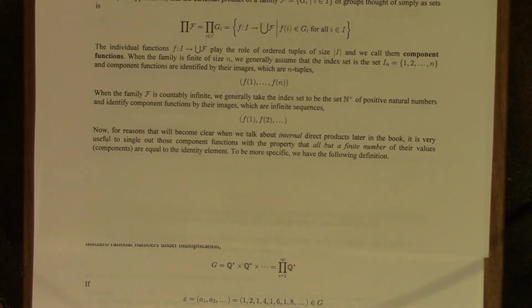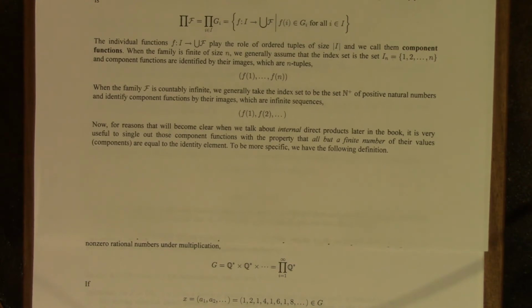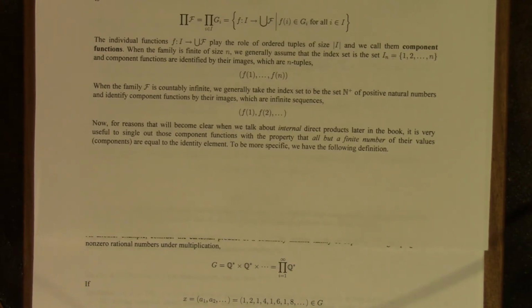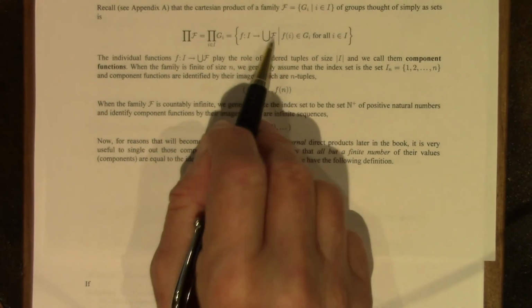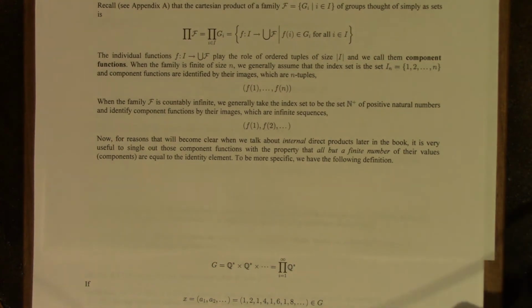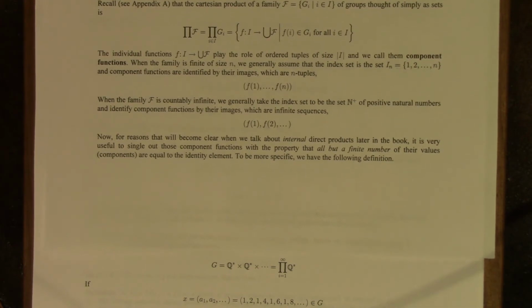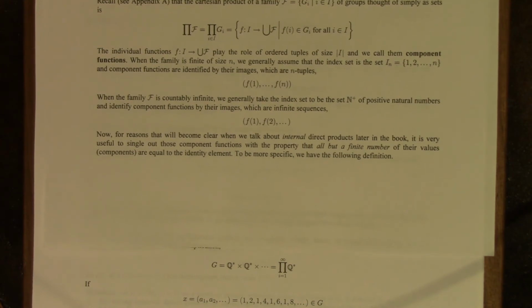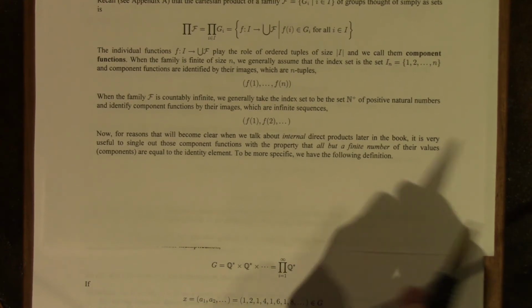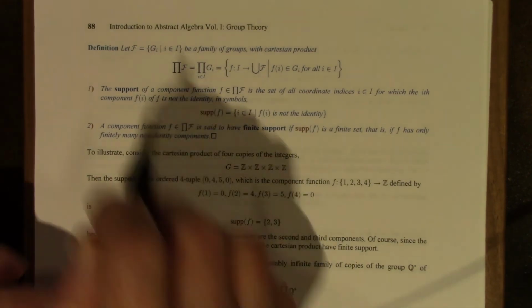For reasons that will become clear when we talk about internal direct products later in the book, it's very useful to single out those component functions with the property that all but a finite number of their values or components are equal to the identity. So they're almost always the identity. And to be perfectly formal, here's the definition.